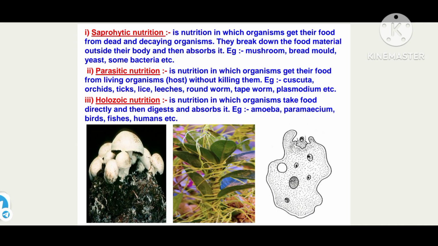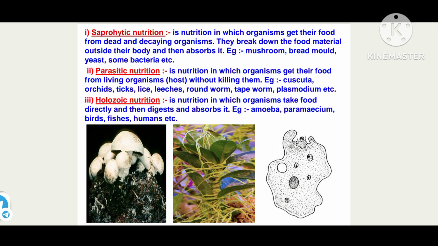Now let us learn the parasitic mode of nutrition. It is a nutrition in which organisms get their food from living organisms without killing them. For example, cuscuta, orchids, ticks, leeches, roundworm, tapeworm, plasmodium, etc. What they do is enter into the living organism's body and consume the required amount of nutrition from that living organism without killing it. These are the few examples given here.